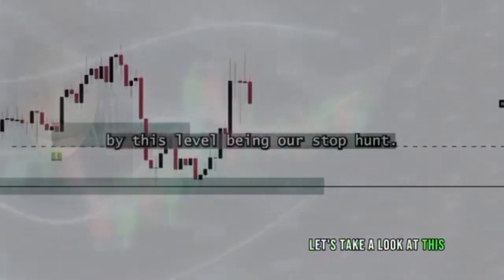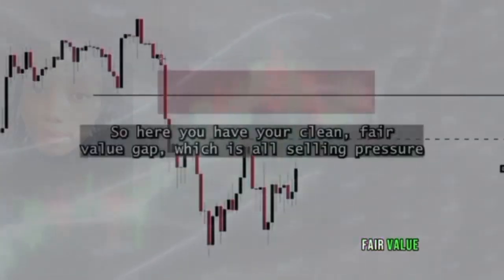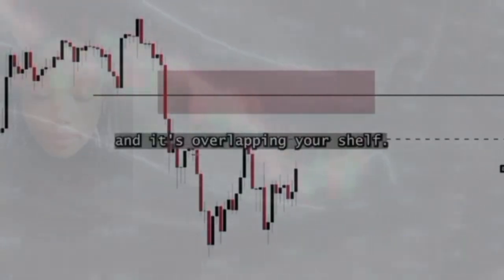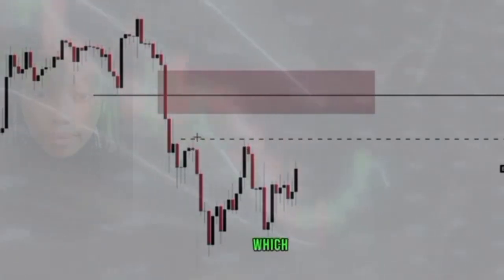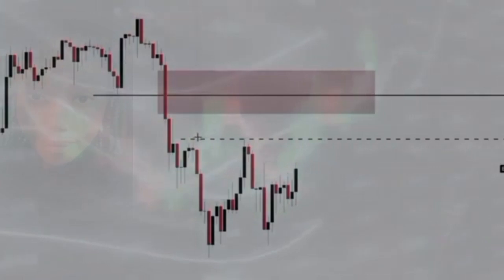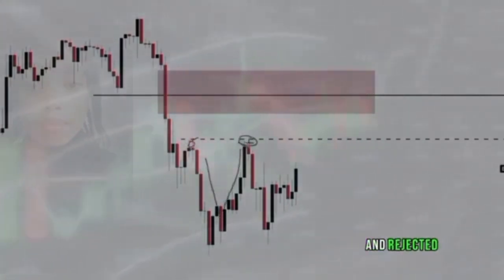Let's take a look at this example. So, here you have your clean fair value gap, which is all selling pressure, and it's overlapping your shelf. What do we have here? Here we have our inducement, which in this case is different than the previous one, which is our double tap. Price came up here, rejected, and dropped down and rejected.